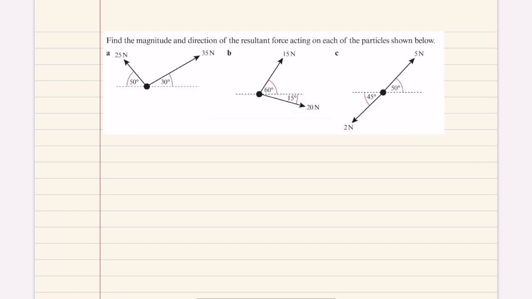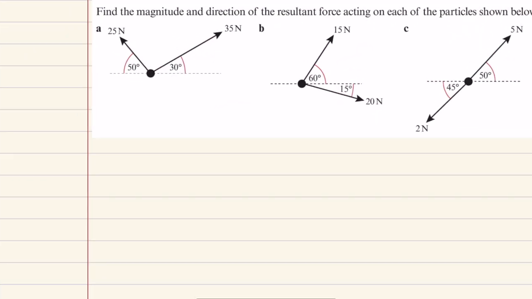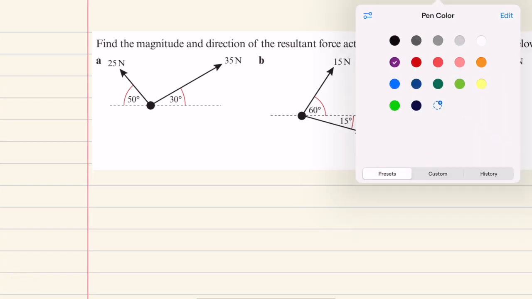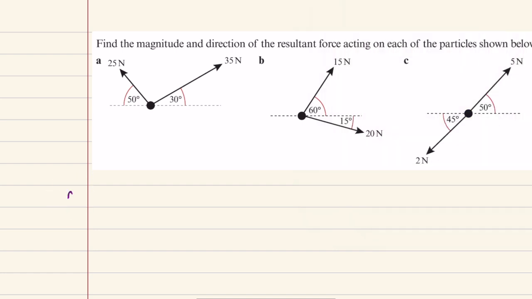Okay, now let's see how to answer the first question. When it comes to a question related to mechanics, it's vital that you draw a diagram. So let's copy the same diagram. Let's say A. There's a point over here and a force of 25 Newtons acting, creating an angle of 50 degrees to the horizontal, and another one which is 35 Newtons making an angle of 30 degrees.